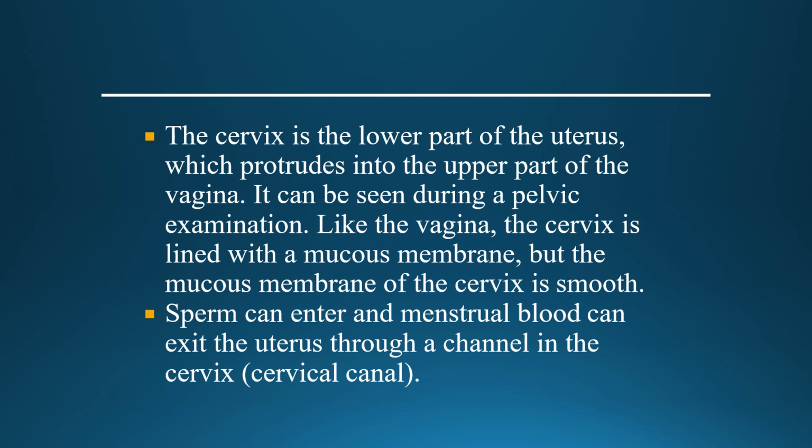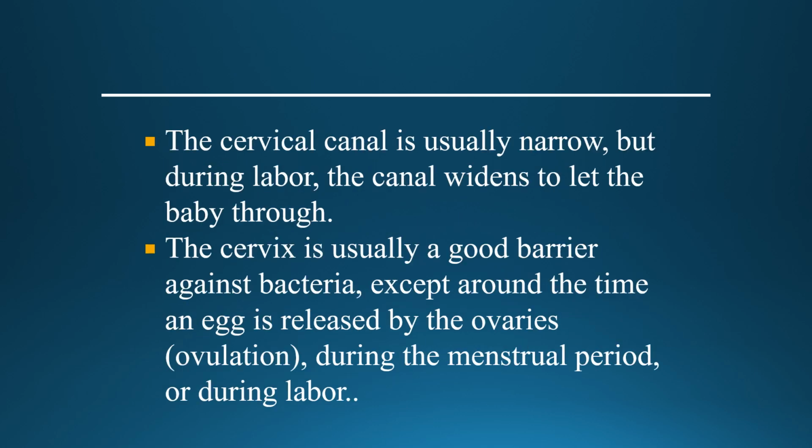Like the vagina, the cervix is lined with mucous membrane, but the mucous membrane of the cervix is smooth. Sperm can enter and menstrual blood can exit the uterus through a channel in the cervix. The cervical canal is usually narrow, but during labor, the canal widens to let the baby through. The cervix is usually a good barrier against bacteria, except around the time an egg is released by the ovaries, that is ovulation, and during the menstrual period or during labor.